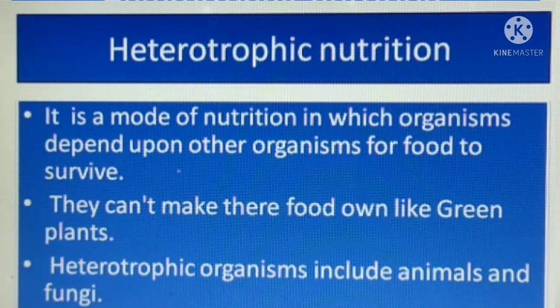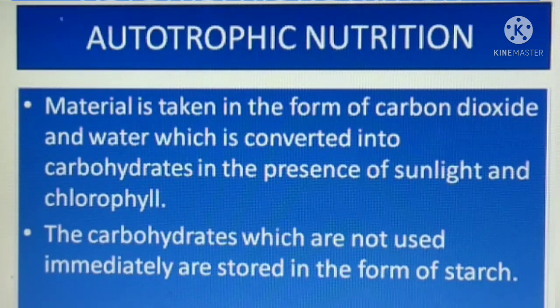What does it mean? Some organisms cannot prepare their own food. So they depend on others for their food, for their survival. They take up organic material from others for their survival. That type of nutrition we call heterotrophic nutrition. What are the examples? Animals and fungi.